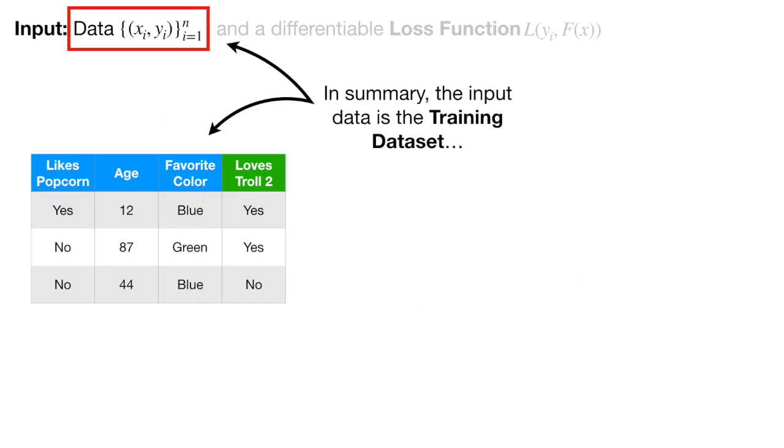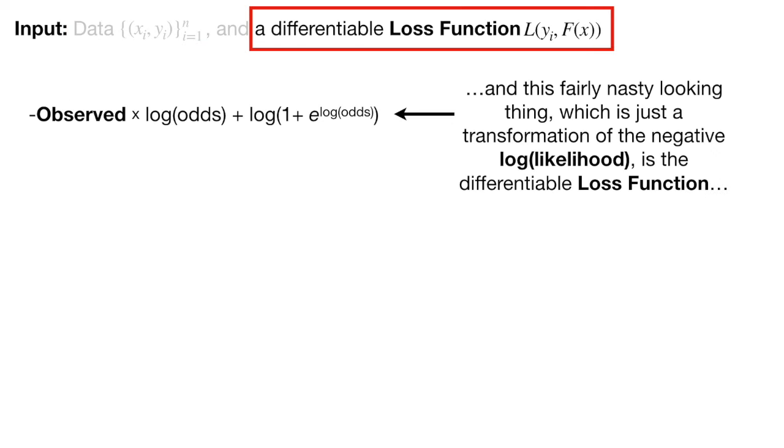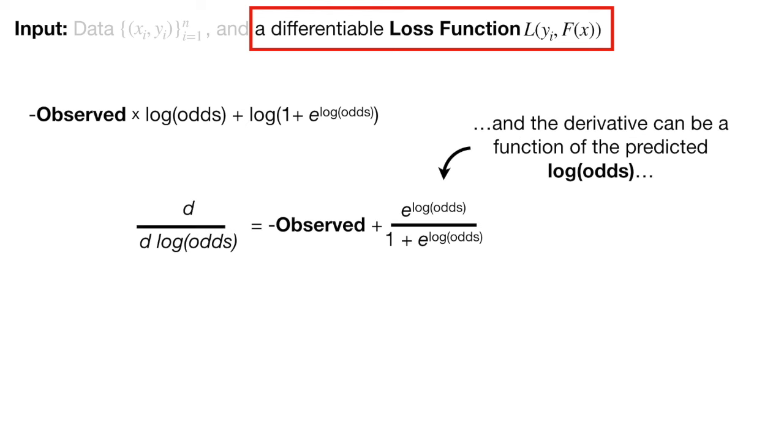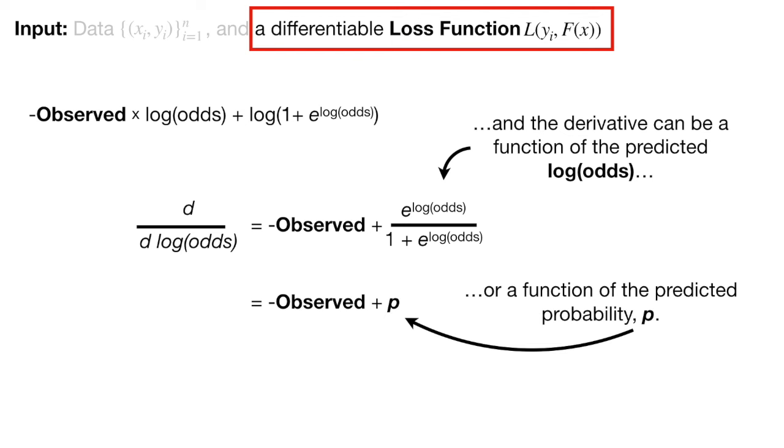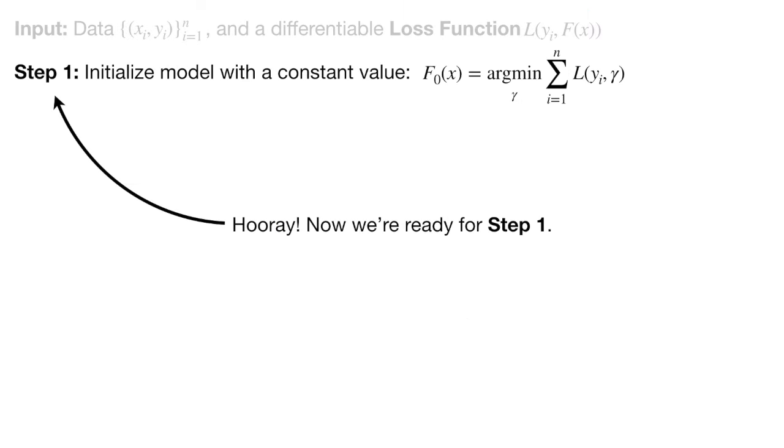In summary, the input data is the training data set, and this fairly nasty looking thing, which is just a transformation of the negative log likelihood, is the differentiable loss function. And the derivative can be a function of the predicted log odds or a function of the predicted probability, p. Hooray! Now we're ready for step 1.